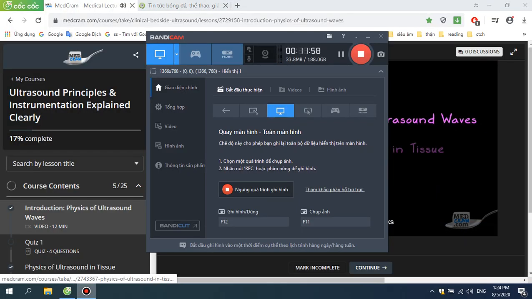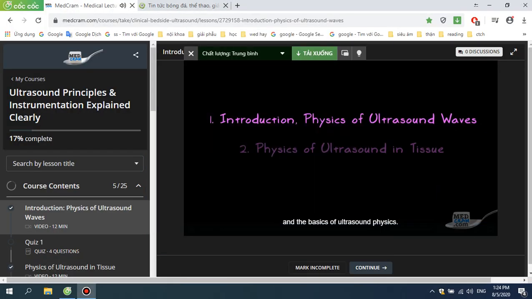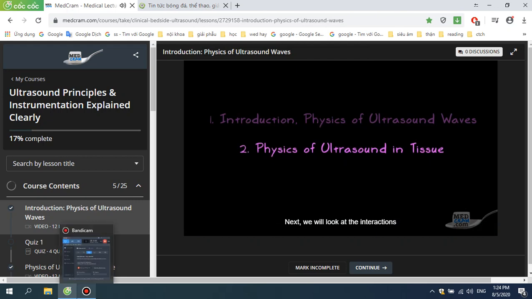All right, well, that wraps up how an ultrasound machine works and the basics of ultrasound physics. Next, we will look at the interactions of ultrasound in tissue.